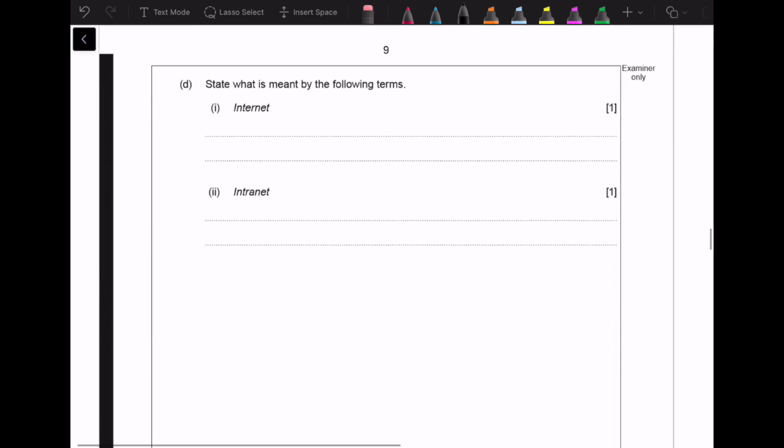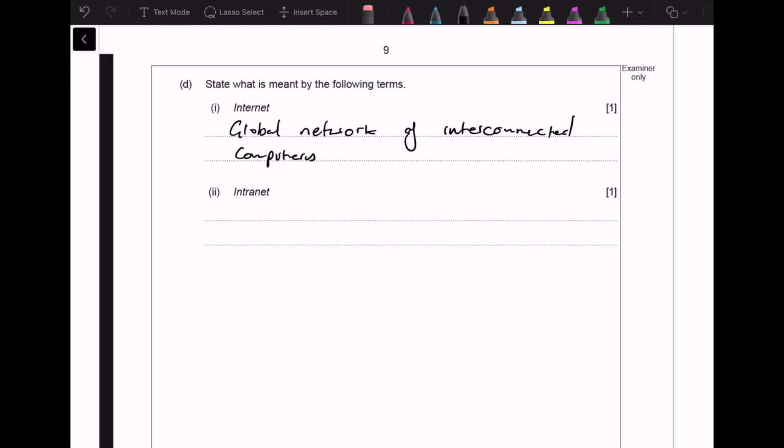Okay. State what is meant by the following terms. Again, this was in the earlier paper, the 2020 paper. Okay, so what is an internet and what is an intranet? Okay, so there is a difference. So an internet is a global network of interconnected computers. And then an intranet is a closed private network.